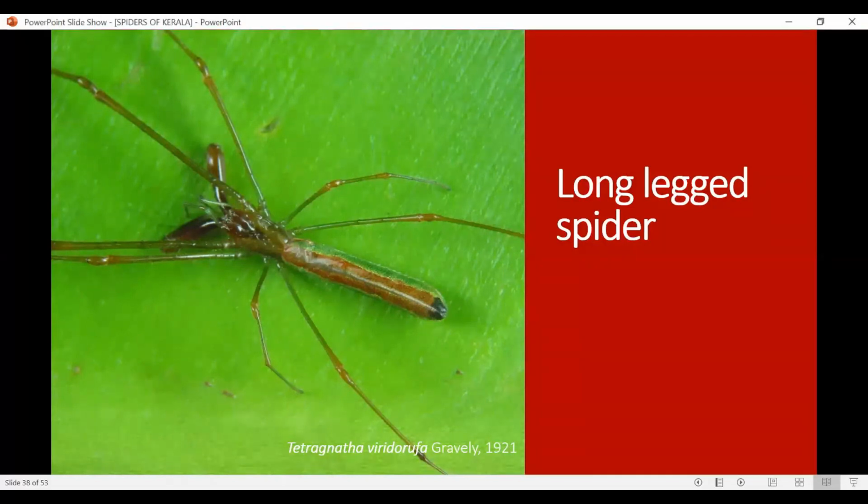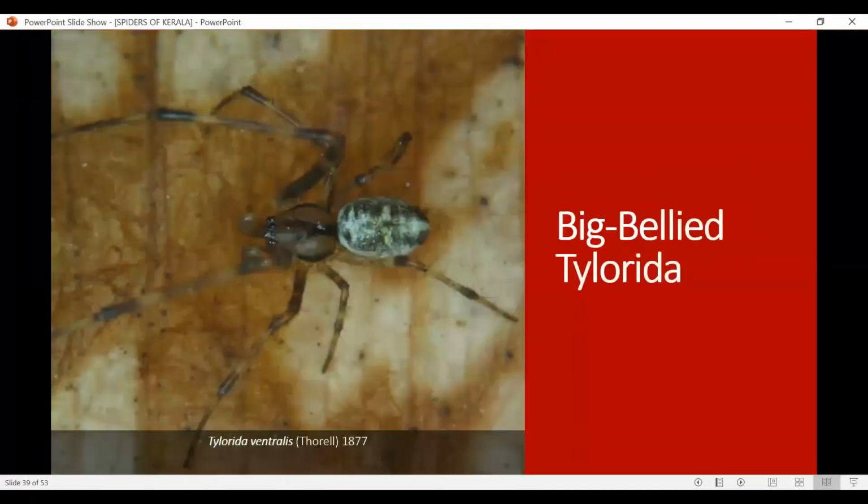Another related one is the Tylorida. Tylorida also is related to this. The habits of Tylorida are also similar to those of Tetragnatha, usually present near water bodies. They build a small web near the surface of the water, or a little above the water surface. You can find it inside a pond or inside a well. You can find Tylorida ventralis. Then there is some other species called Tylorida striata. This is one picture of Tylorida ventralis.